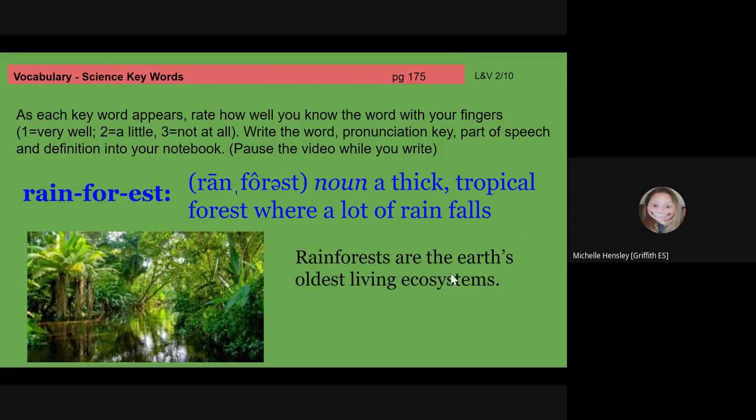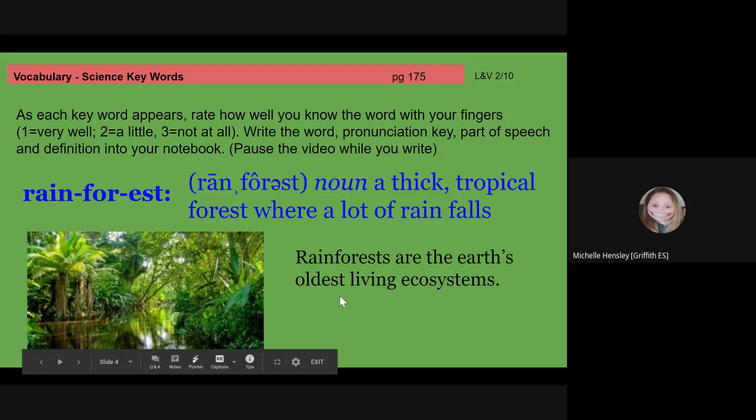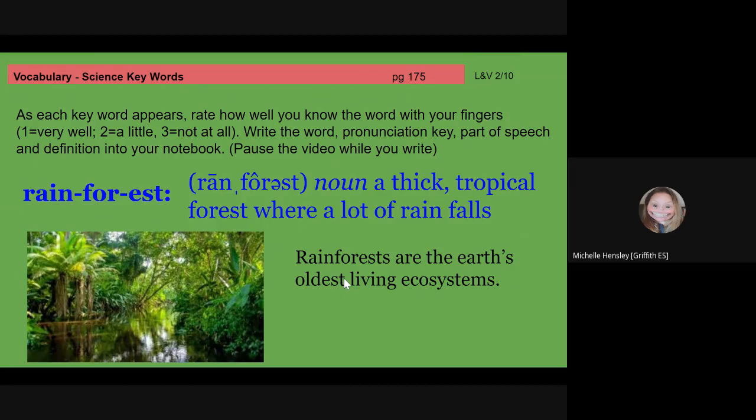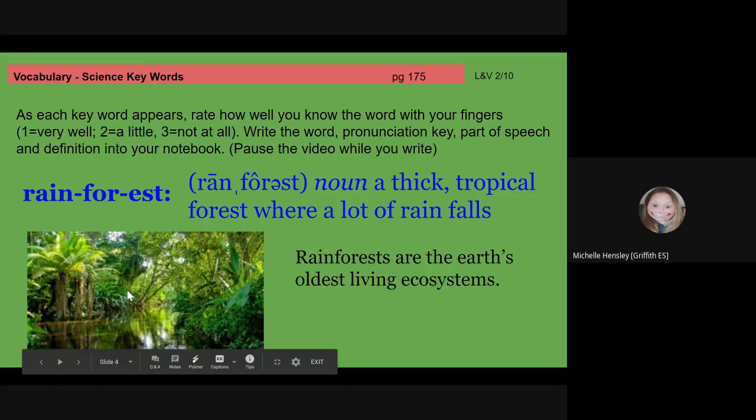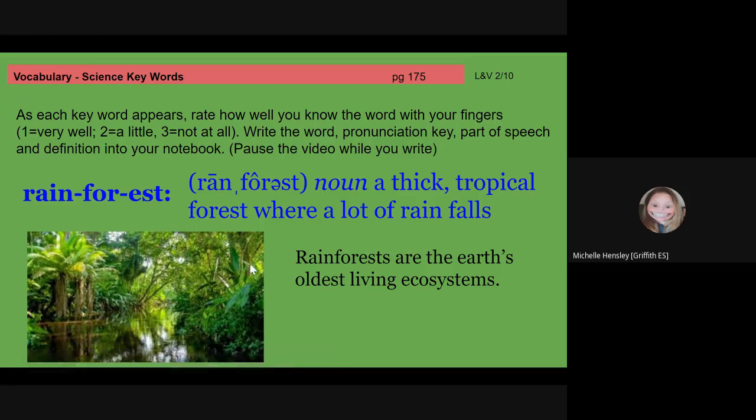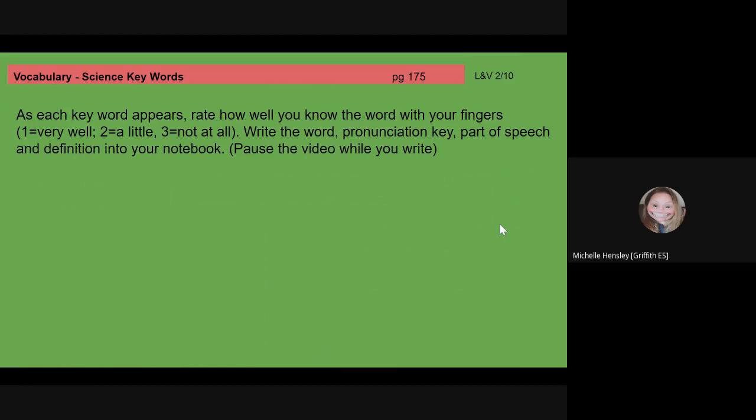And rainforests are the Earth's oldest living ecosystems. If you have an interest in dinosaurs like my son does, then you probably see a lot of pictures of rainforests around dinosaurs. Though there were other environments they lived in, they're most commonly pictured in rainforests. Rainforest, noun meaning a thick tropical forest where a lot of rain falls. If you still need a little more time, go ahead and pause the video here. We're going to move to our next word.